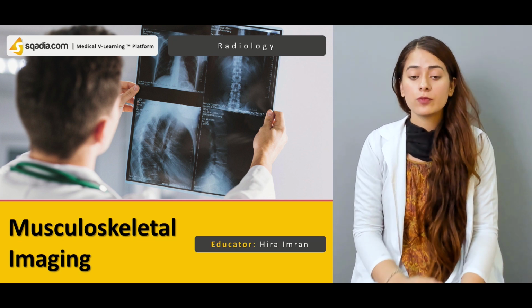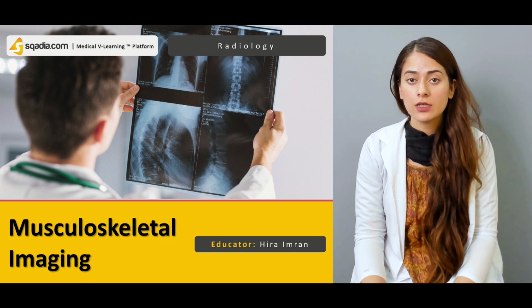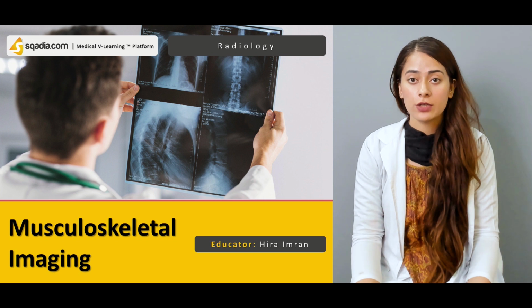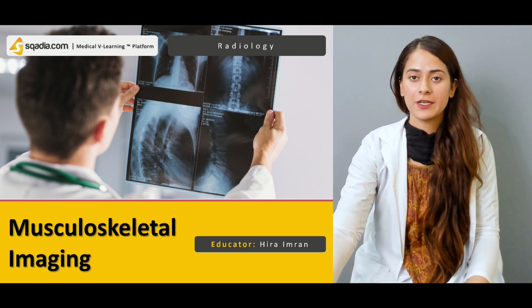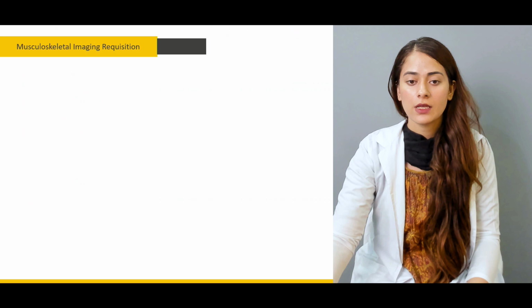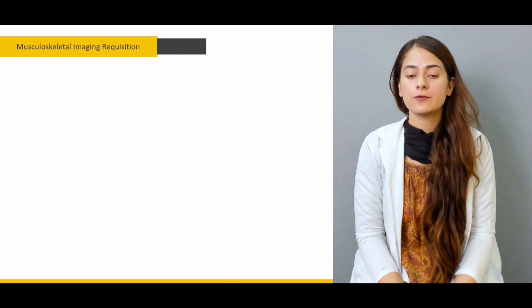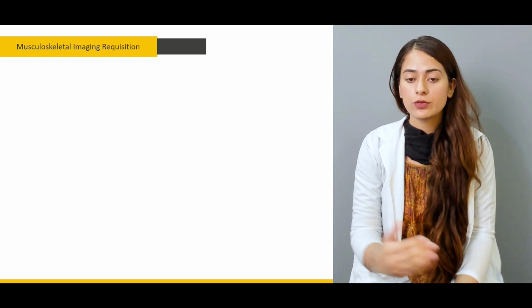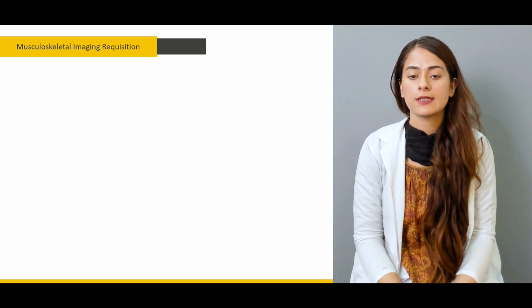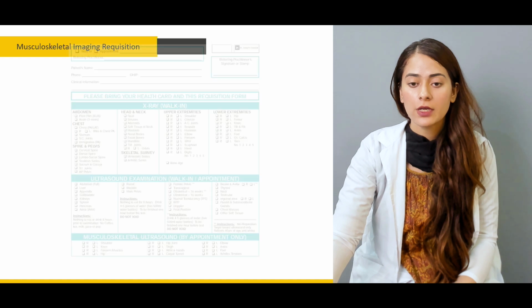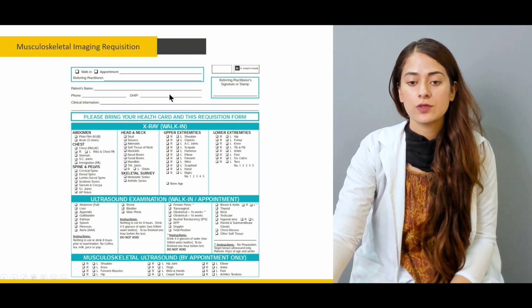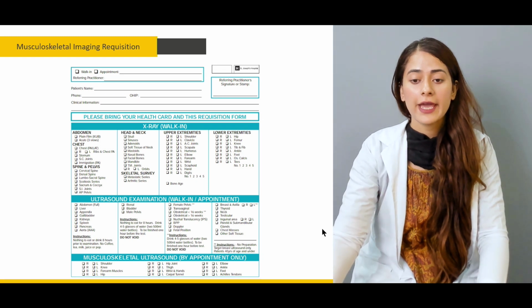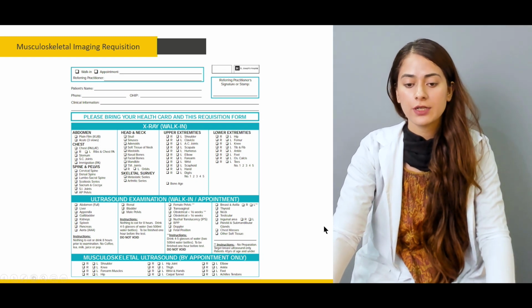So obviously, when we talk about musculoskeletal imaging, we are going to talk about all of these structures and how they appear on radiographs. So let's begin. The first section of this lecture is musculoskeletal imaging requisition. In this section, we are going to discuss the requisition form. This is how the requisition form appears. We are going to talk about X-rays and ultrasound.